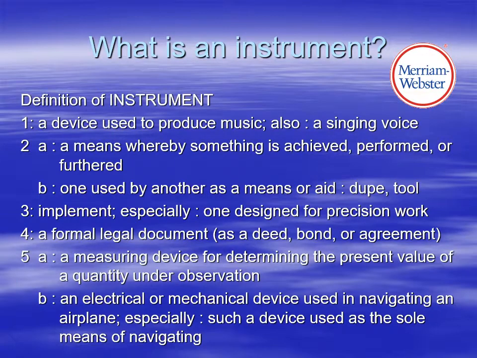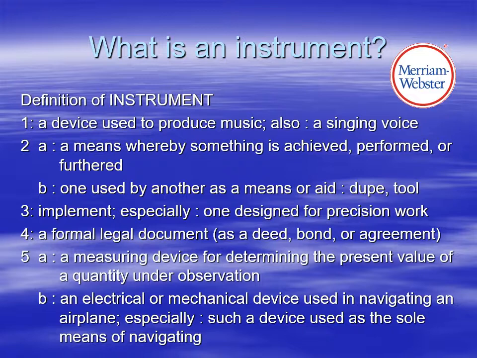So first off, what exactly is an instrument? If you go to the dictionary, does anybody use dictionaries anymore? Well, here are some definitions of instrument from the dictionary. What is an instrument? Definition number one, a device used to produce music, a musical instrument, also a singing voice. Or definition number two, a means whereby something is achieved, performed, or furthered, or one used by another as a means of aid. In other words, a dupe or a tool.